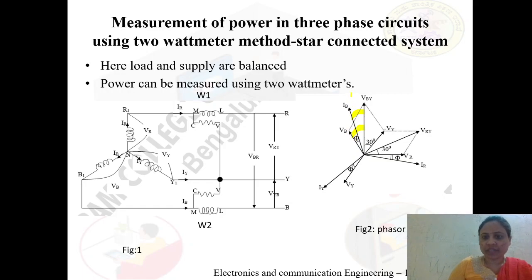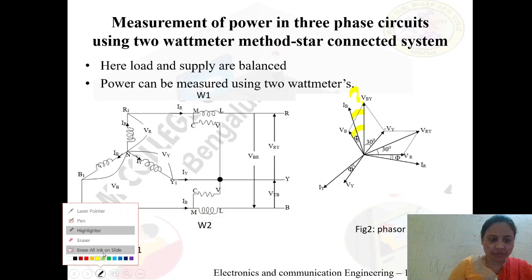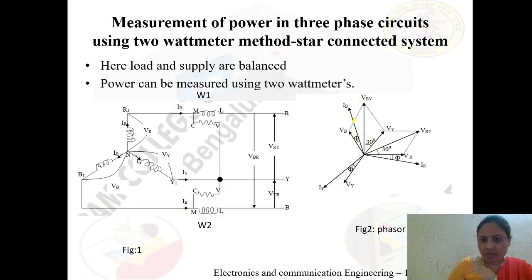So what is the phase angle at this particular point? It is 30 minus 5. I repeat, the phase angle between IB and VBY we need. Between VBY and VB, the phase angle is 30 degrees. From here to here 30 and from here to here 30. Totally it is 60 degrees.